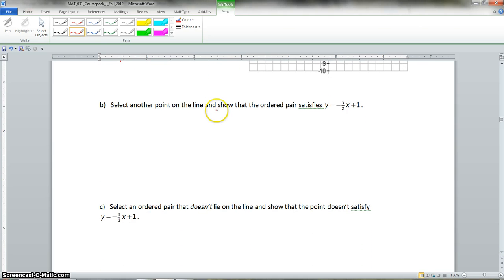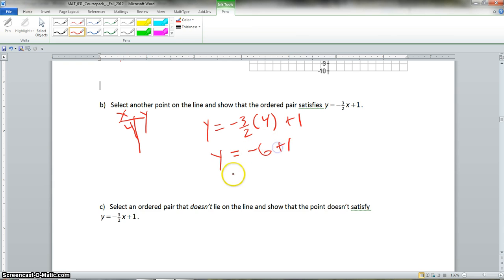It says select another point on the line and show that the ordered pair satisfies y equals negative 3 halves x plus 1. Okay, now we could do this. We could do another chart, and they want us to do one more point. How about we use the number 4? Okay, so we have y is equal to negative 3 halves times 4 plus 1. Now if we use cross simplifying, 2 goes into 4 twice, and negative 3 times 2 is negative 6 plus 1. So y is negative 5. So when x is 4, y is negative 5.